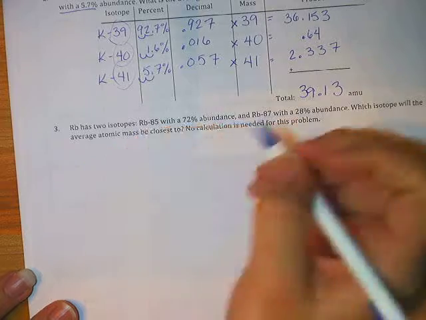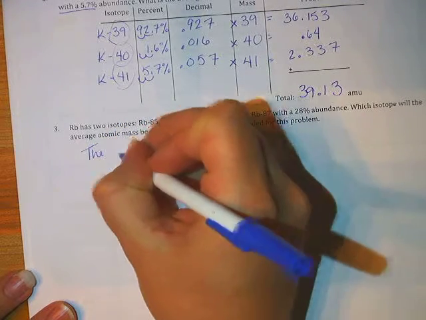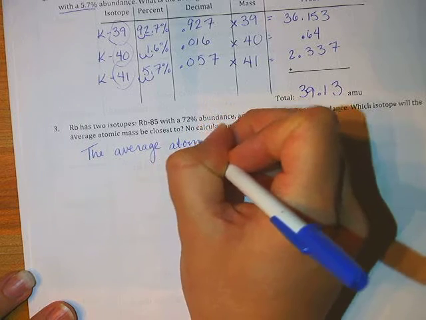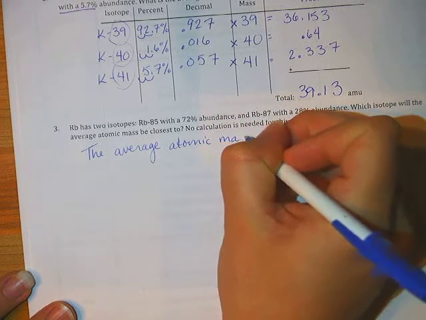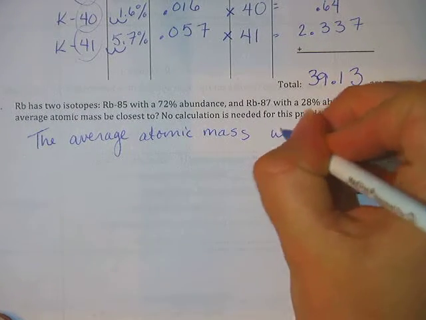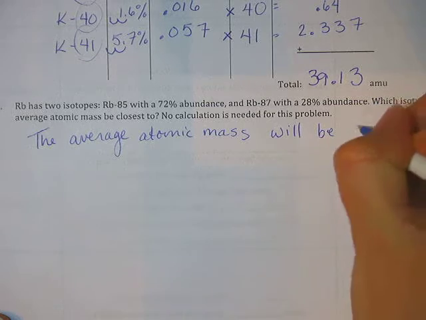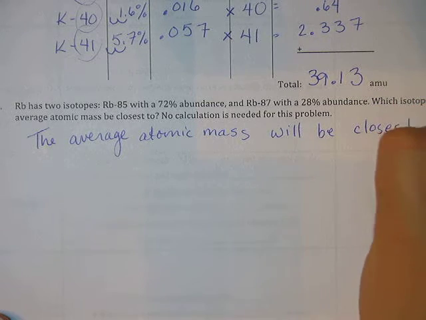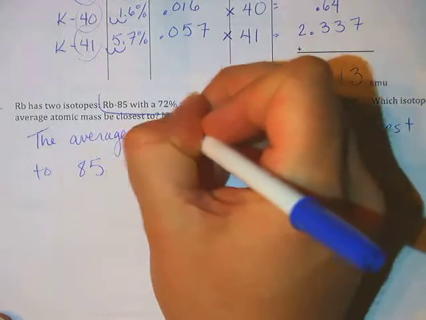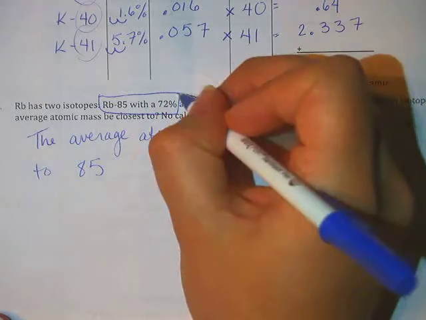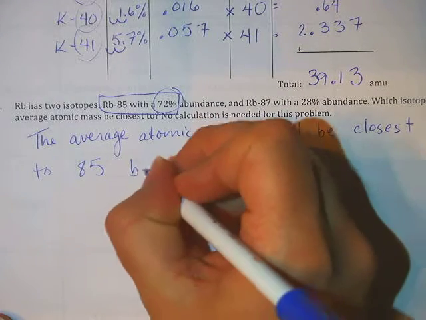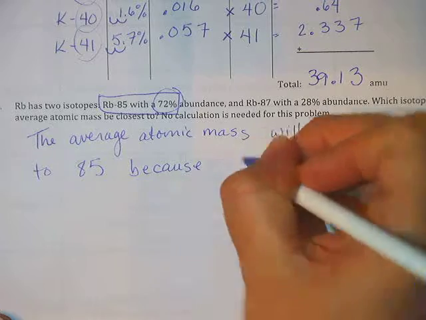So the mass, or the average atomic mass, will be closest to 85, and the reason for that is because 85 has a much larger abundance with 72%.